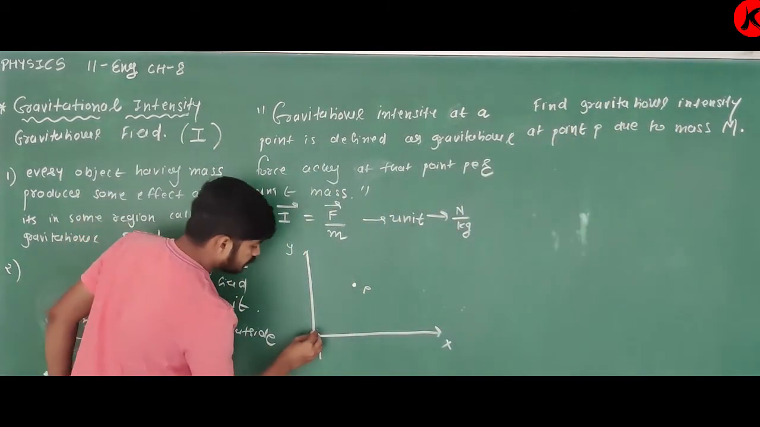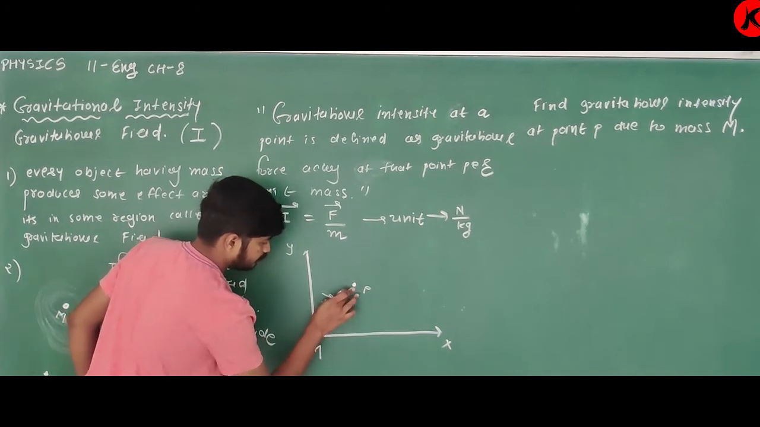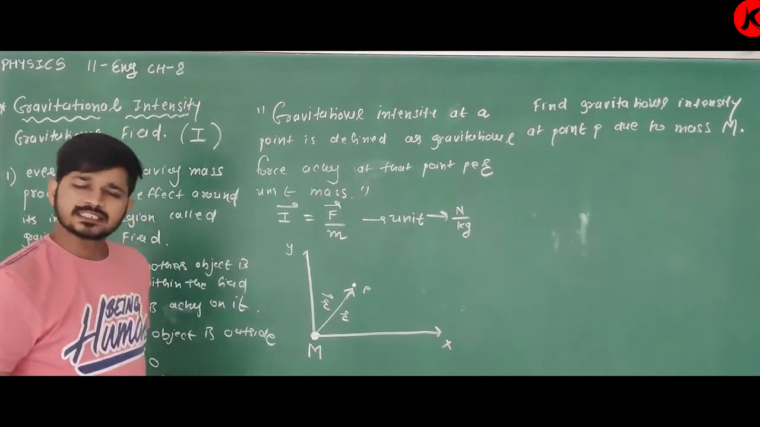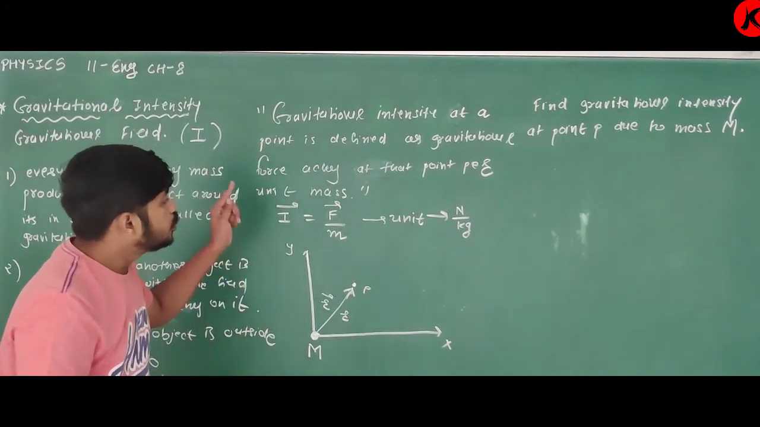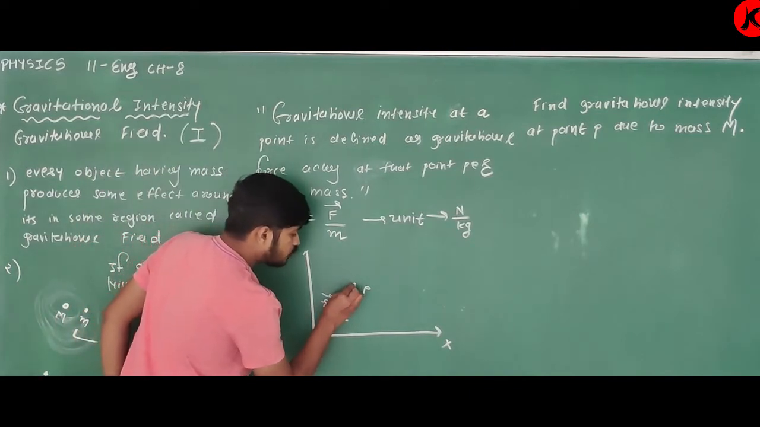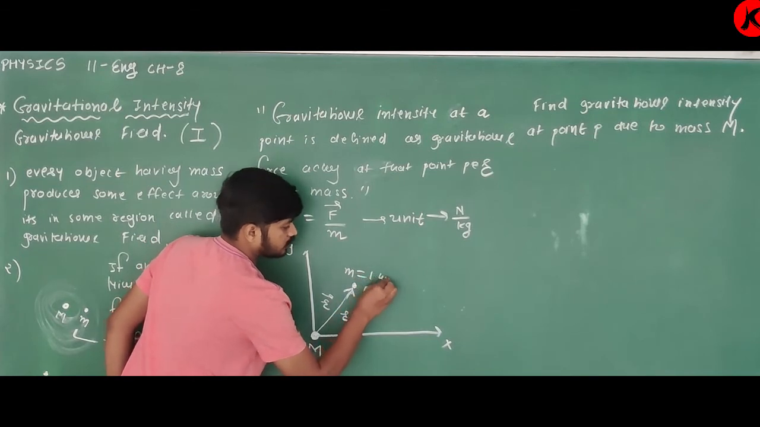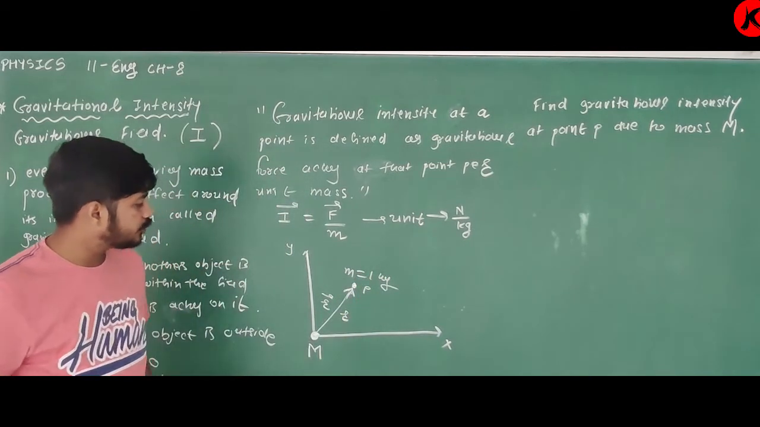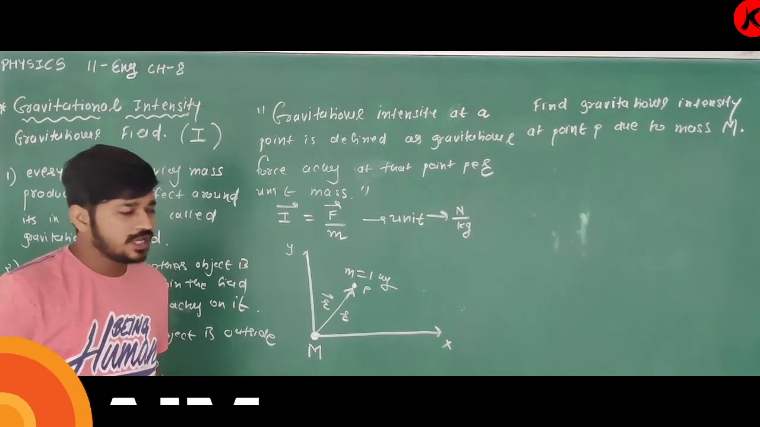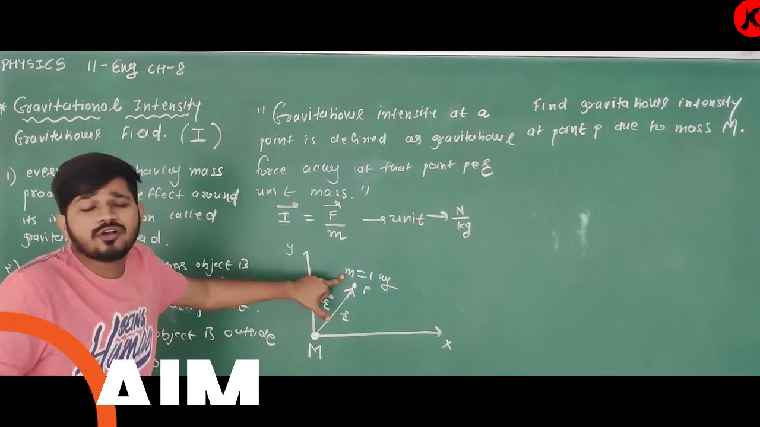Okay, so first of all I will draw the position vector r, at distance r. To find gravitational intensity at a point, you have to put a unit mass there, which means m is equal to 1 kg. Simple. And you have to find what force is acting on it.